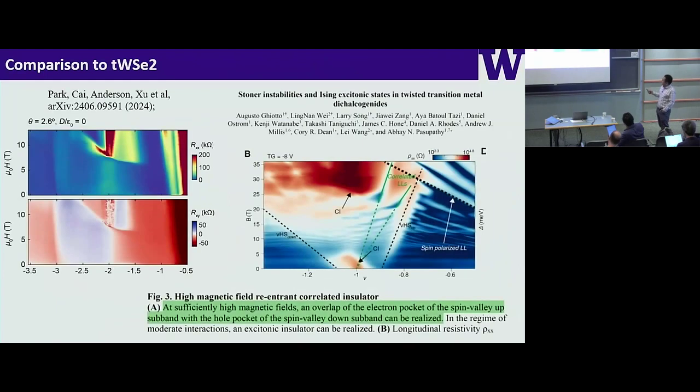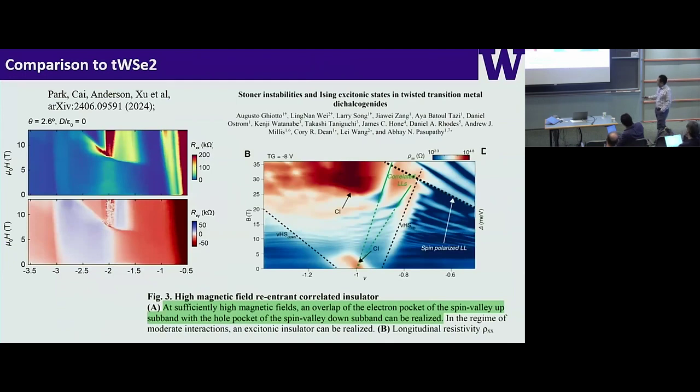The second result to compare is from recent transport measurements in twisted bilayer WSe2 at 4.2 degrees. This is from the collaboration of Cory, Lei Wang, and Abhay at Columbia. What they see is that once you go to very high magnetic field at filling factor -1, there's a reentrance of an insulating state. They call these Ising excitonic insulators. The explanation is that at sufficiently high magnetic fields, overlap of the electron pocket of spin-valley up with the hole pocket of the spin-valley down subband can be realized.